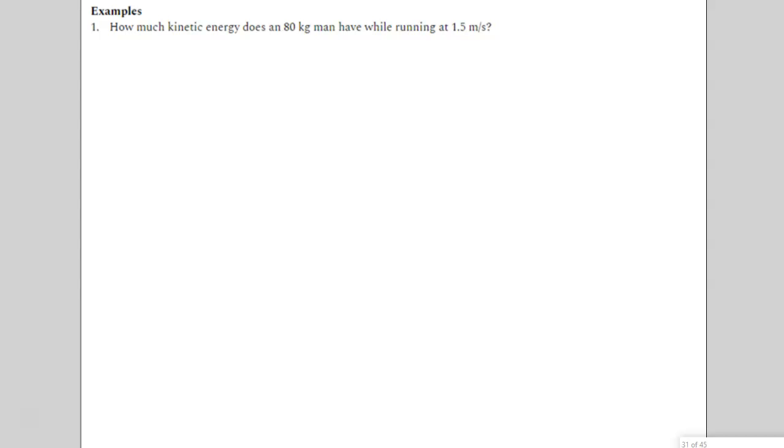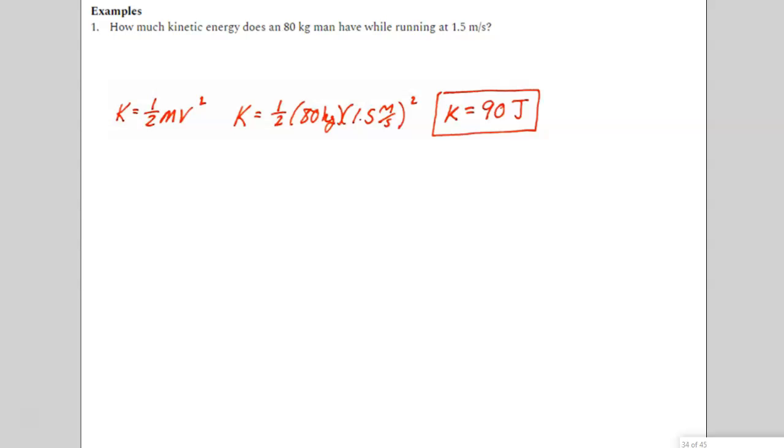Let's look at a couple example problems. How much kinetic energy does an 80 kilogram man have while running at 1.5 meters per second? Kinetic energy is 1/2 mv squared. So we'll do 1/2 the mass of 80 kilograms times the speed, 1.5 meters per second, squared. Not just the 1.5 is squared. So 1.5 squared is 2.25, times half of 80, which is 40, gives us a kinetic energy of 90 joules.